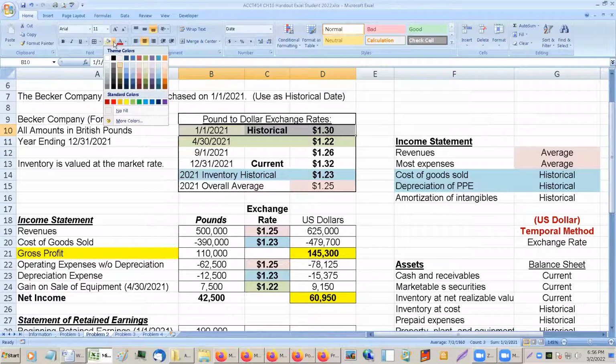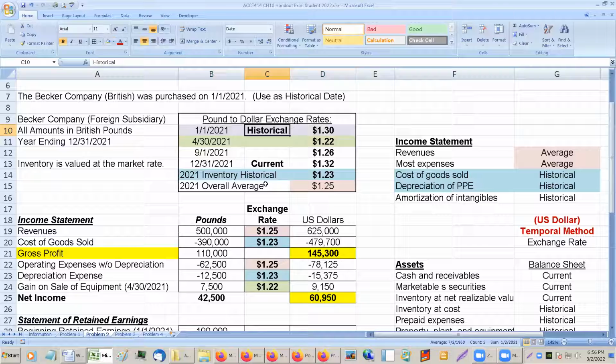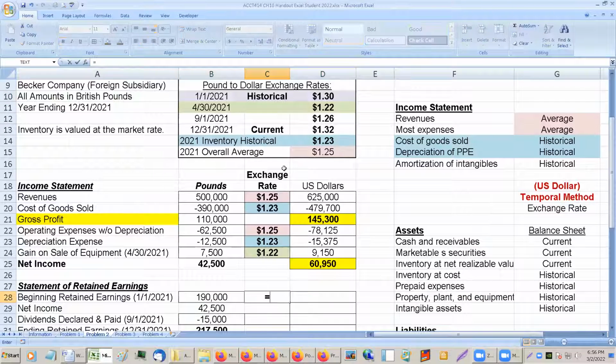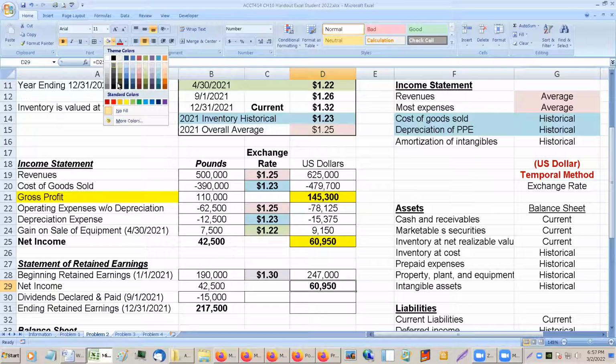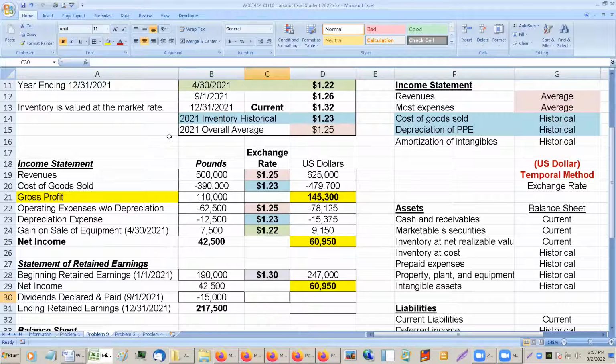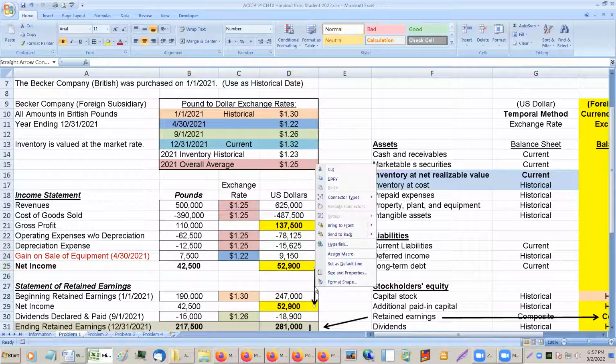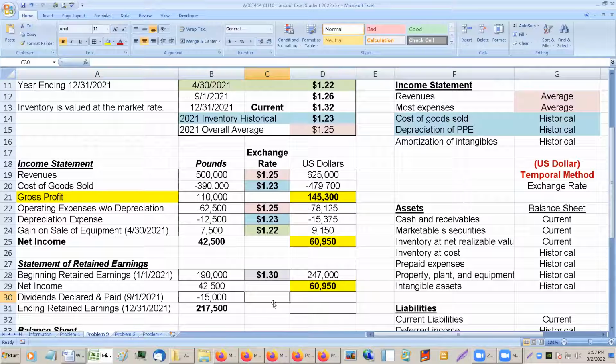I can't see that. Hold on. Make it purple on that. Lighter purple. Okay. And this income will just be from up here. I don't know if I can do this or not. Can I paste it over here? Hey, I can. Look at that.